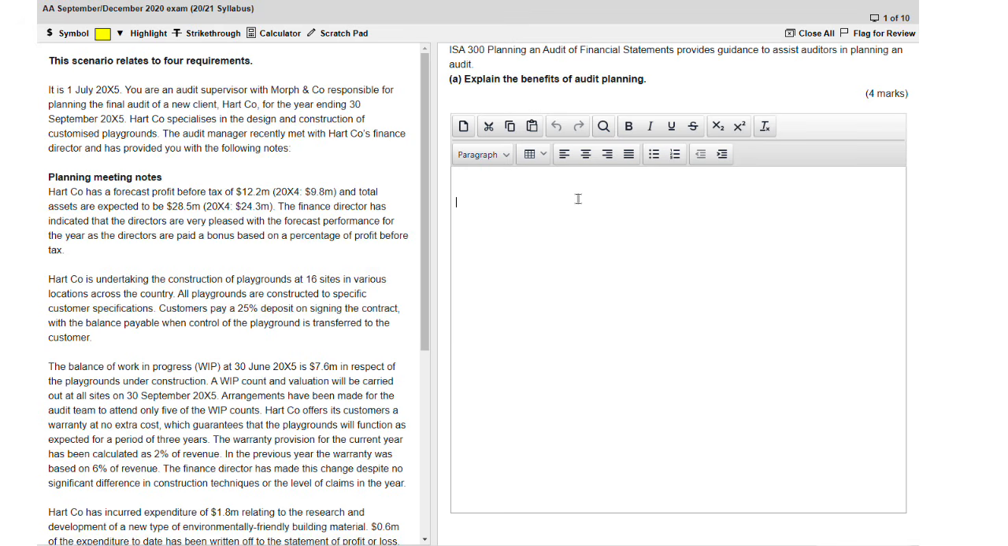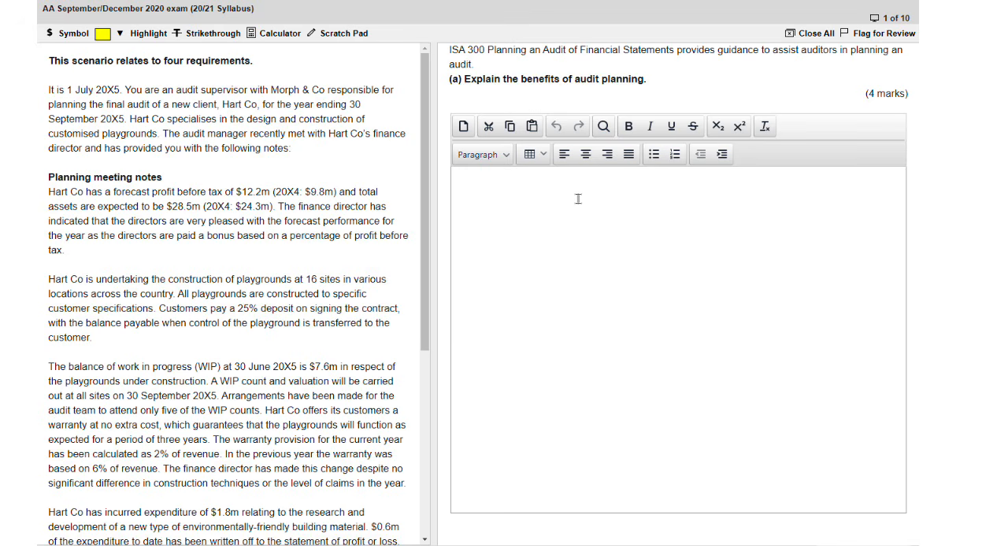Part A looks very straightforward, the benefits of audit planning. 4 marks presumably means 4 benefits. And do we need a big introduction saying audit planning is very important, blah, blah? No, that would just be a waste of typing, wouldn't it? Where would the knowledge come from?